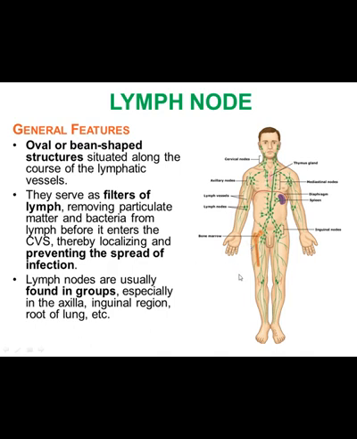Lymph nodes are usually found in groups. Here we see the axillary lymph nodes. Here we see inguinal lymph nodes, especially in the axilla and inguinal region and root of the lung, etc.